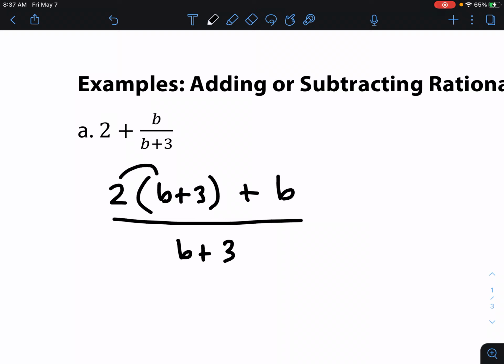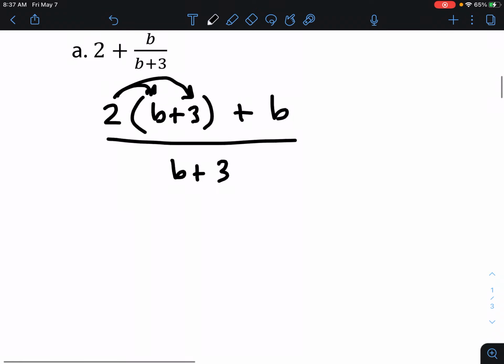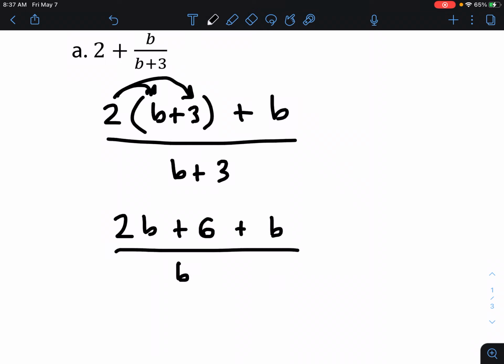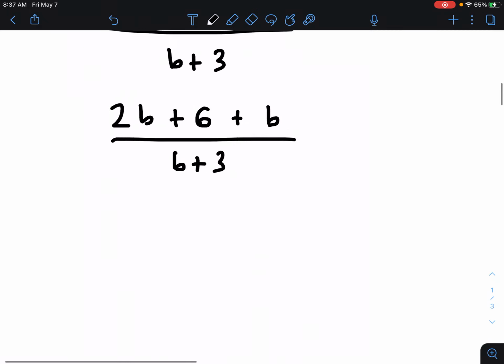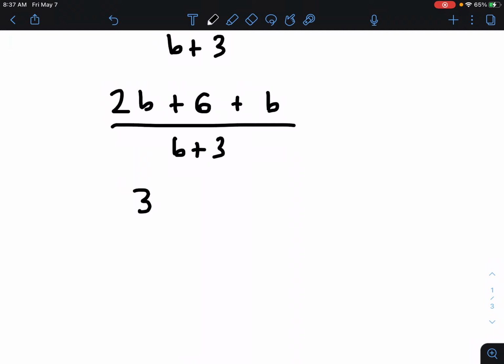And so then we just have to simplify a little bit here. So we end up with 2b plus 6 plus b. Now, problem. Hold on. I don't like the variable b. There's a 6, because they end up looking like 6s. At least mine do. Okay, so 2b plus b is 3b. So we have 3b plus 6 over b plus 3.